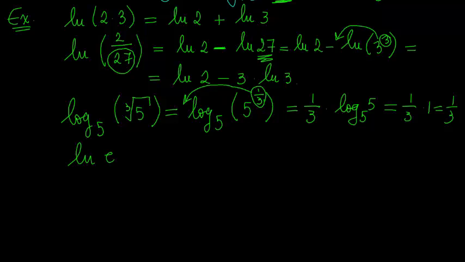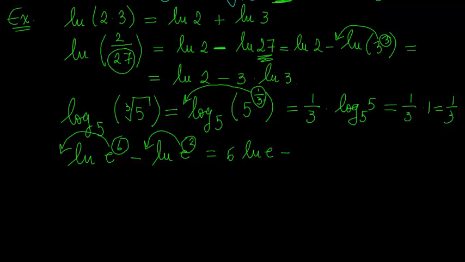Ln of e to the 6th minus ln of e squared. So in this example, we can pull these powers, both the 6 and the 2, in front of the log. So we get 6 ln of e minus 2 ln of e. And again, we can simplify the ln of e part because it equals 1. The reason for that is this log is base e, so I have log base e of e, which is of course 1. So this leaves me with 6 times 1 minus 2 times 1, and that's 6 minus 2, or just 4.